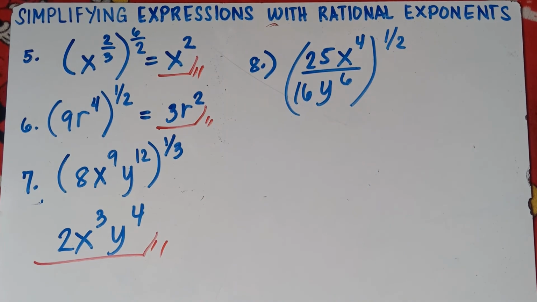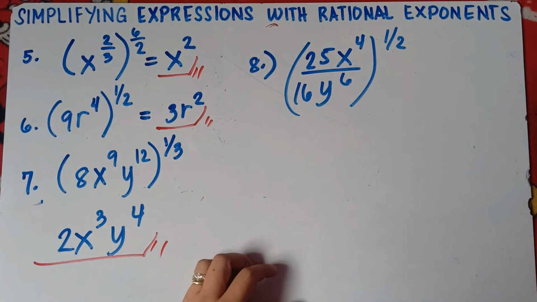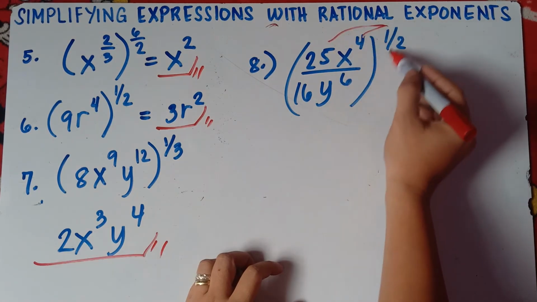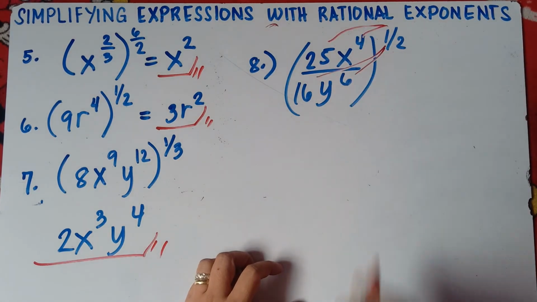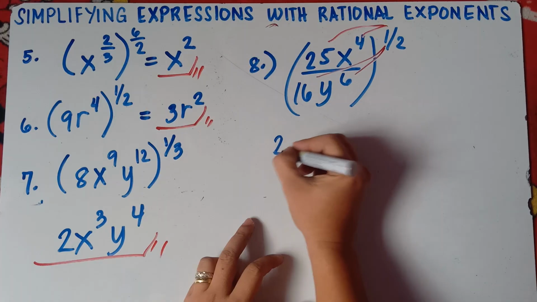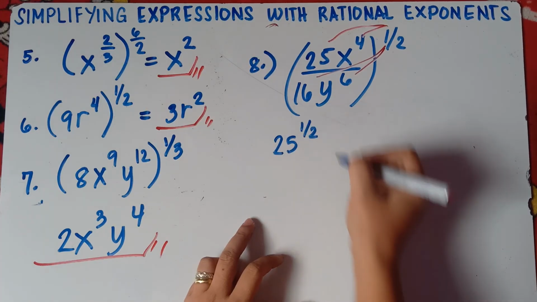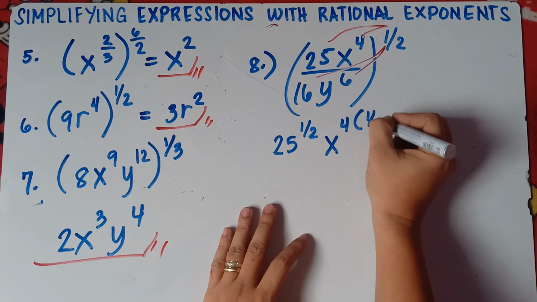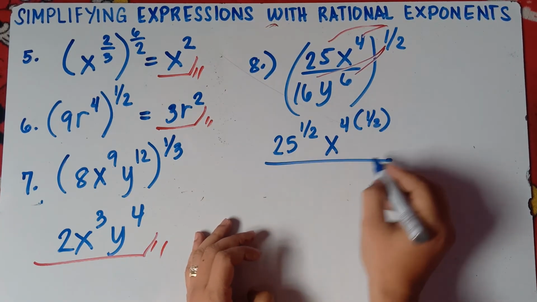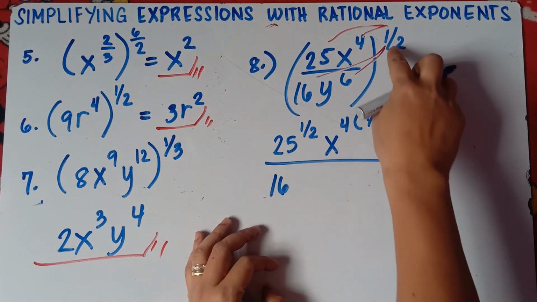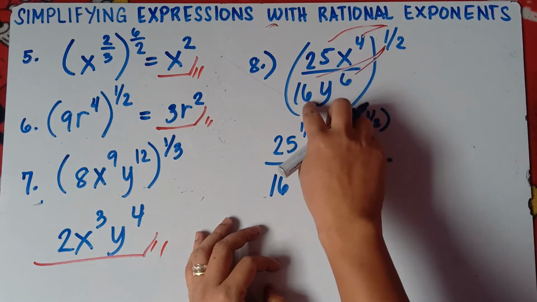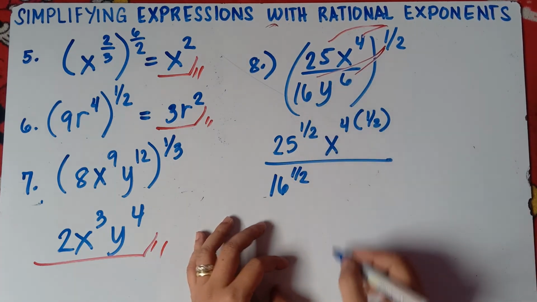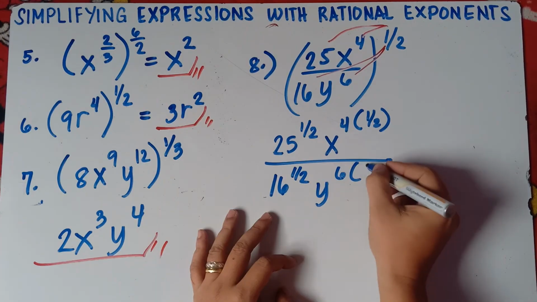Alright, so this will be quite complicated. So we need to discuss this one, class. Distribute every exponent in this equation in the denominator and numerator. So this will be 25 raised to the power of 1/2. Then x raised to the power of 4 times 1/2. This will be 16 raised to the power of 1/2. So distribute 1/2 into 16. Then y raised to the power of 6 times 1/2.